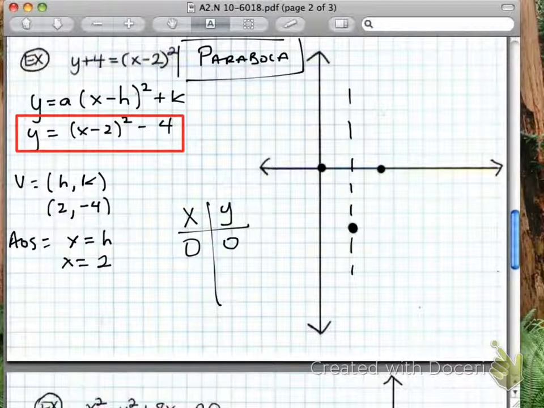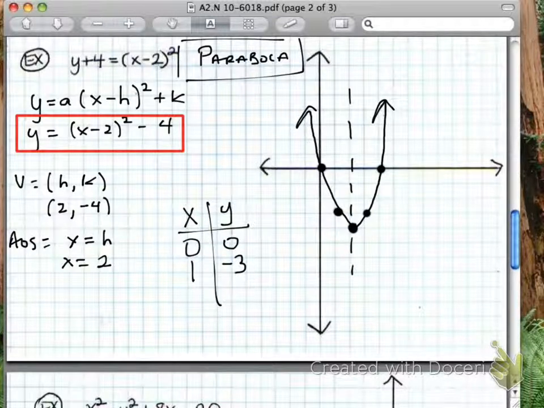Let's pick 1. So I have 1. 1 minus 2 is negative 1. Negative 1 squared is 1. 1 minus 4 is negative 3. So I can go over 1 and down 3. And then I can put it here across as well. So now I actually have stuff that will allow me to draw a decent parabola.